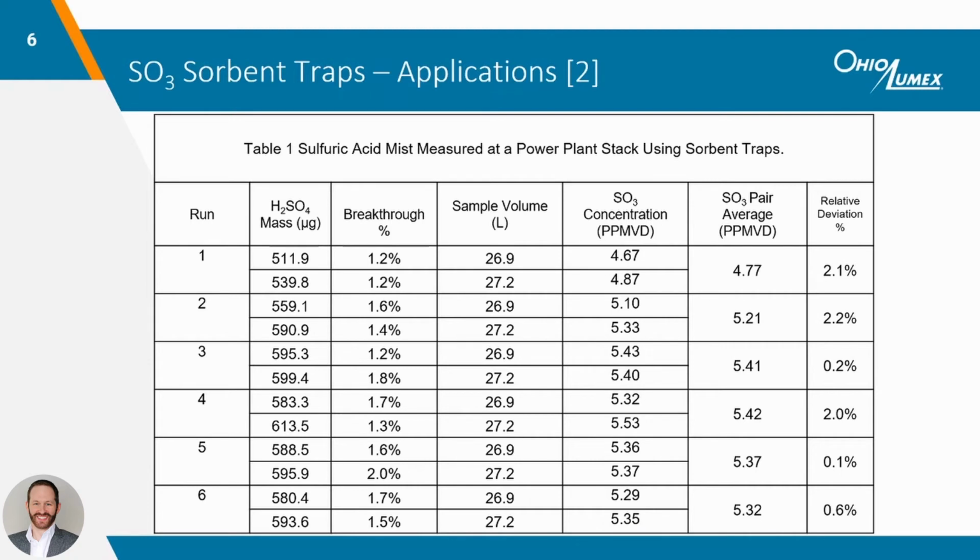Sulfuric acid mist contributes to opacity, and at sufficiently high concentrations can result in blue plume. A few SO3 sorbent trap stack measurements can help plant operators know how much sulfuric acid is contributing to opacity and how close they are to having a compliance problem. Note, due to the lower temperatures compared to SCR locations, sampling in the stack requires isokinetic sampling equipment. We'll go over the sampling equipment, including the isokinetic sampling kit, in the next few slides.